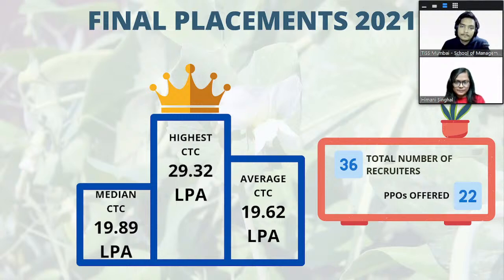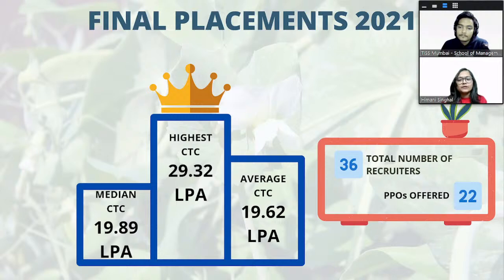Coming to the final placements for the batch of 2021, this is something you might all be waiting for, and this is a truly amazing opportunity that this provides. So there were a total of 36 recruiters and 22 pre-placement offers were given. What are pre-placement offers? So when the students work for 2 months in an organization in their summer internship, if the organization feels that the student has performed exceedingly well and it is also deemed fit that the student can perform well in the future in the organization, the student is offered a pre-placement offer.